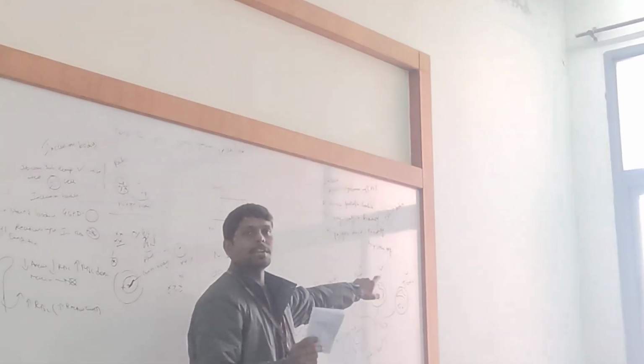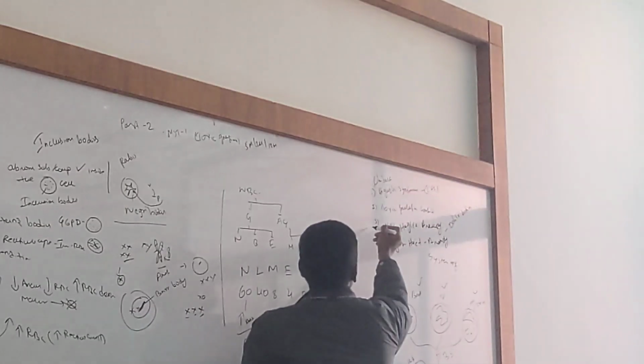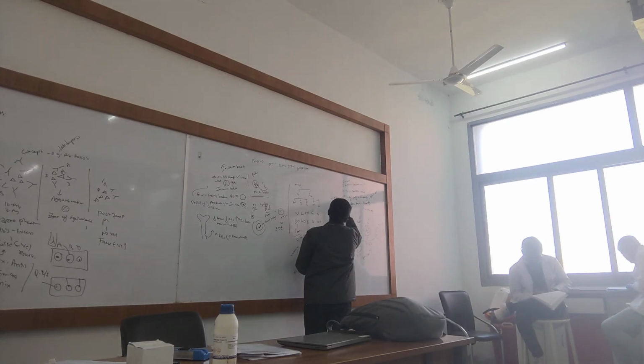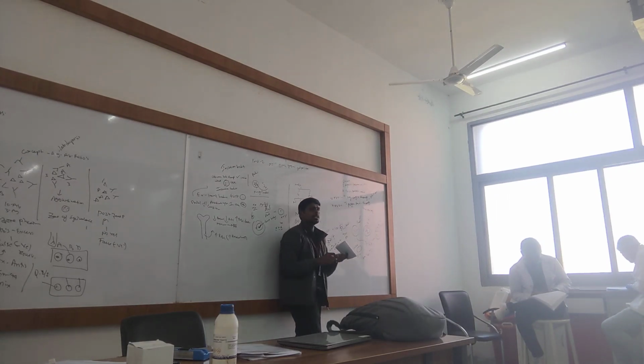Last and final point I forgot to discuss: May-Hegglin and Pelger-Huet disorders are both very rare genetic disorders.